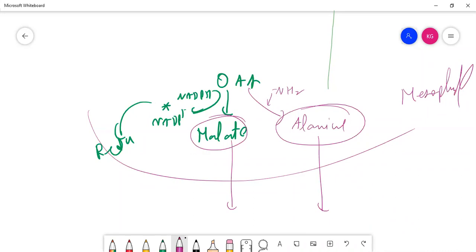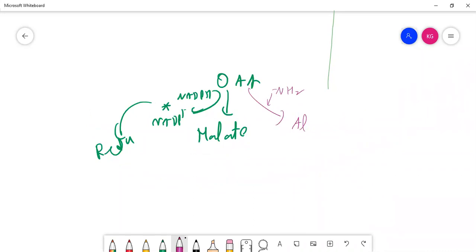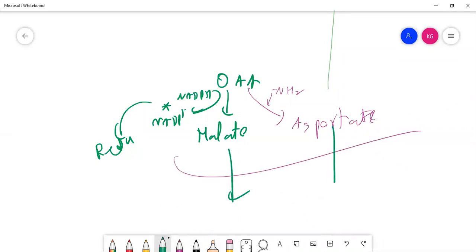Sorry, don't write alanine. Aspartate, right? Aspartate, not alanine, aspartate. Some are malate formers, some are aspartate formers. Yeah, don't write alanine, aspartate. So some C4 plants will transport malate, some C4 plants will transport aspartate. So some C4 plants are aspartate formers, some C4 plants are malate formers. तो यहाँ पे देखो aspartate आ गया. चलो हम देखते हैं aspartate आ गया.